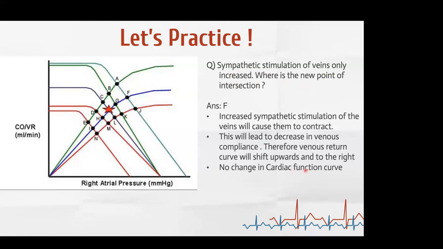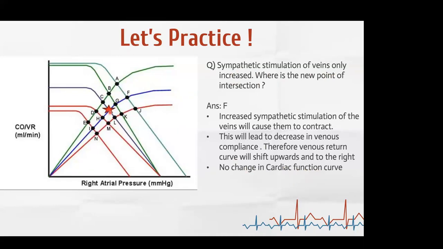And obviously, there will be no change in cardiac function curve. Why? Because we're not using contractility. We're not increasing contractility. We're not doing anything to contractility. Sympathetic stimulation was only to the veins.